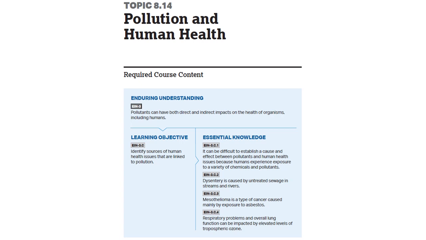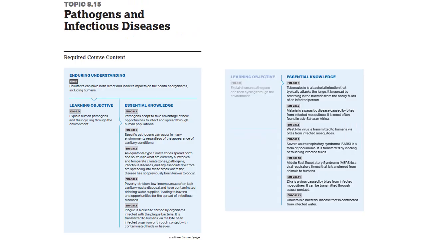All right, for the learning objectives, again, we talked about several of these in different lectures, so I'll have you go to those different lectures to see some of them, but we did talk about dysentery, and we did talk about some of those ways that it's difficult to establish a cause and effect relationship between pollutants and human health issues. And then finally, the pathogens and infectious diseases. So pathogens adapt to take advantage of new opportunities and infect and spread through human populations.